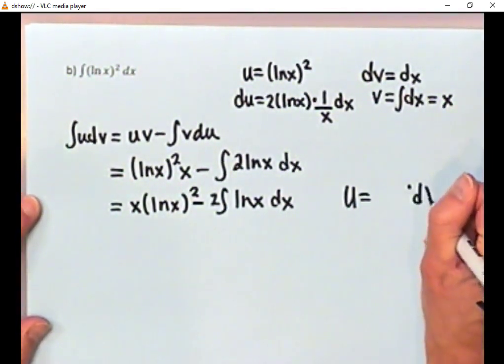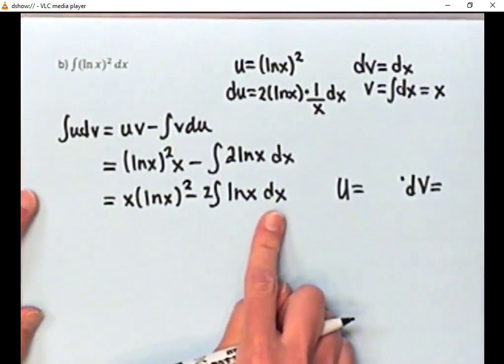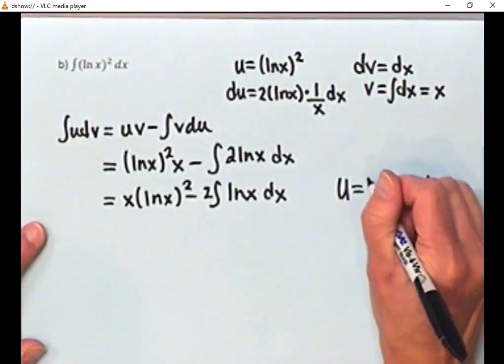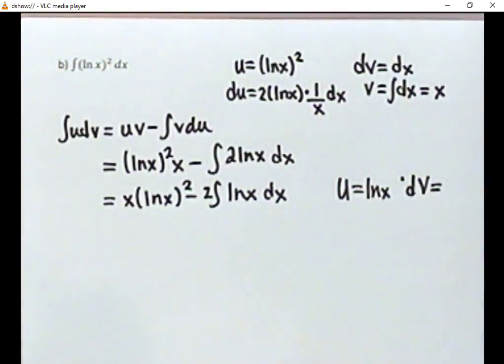So I'm going to set up another u and dv for ln of x and dx. Which one would have to be the ln of x? The u, right? So that's right. And I pulled my 2 out front, though you could put it in with it if you want. So that has to be the u, because I don't know how to integrate it, and so this has to be dx again.